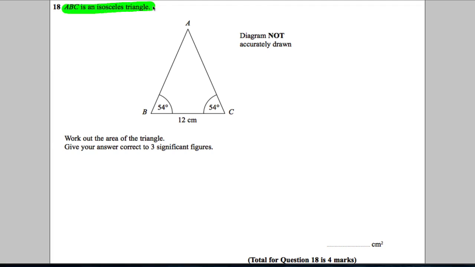ABC is an isosceles triangle. That means this angle and this angle are the same. So in particular, we also know that this side and this side are the same length.